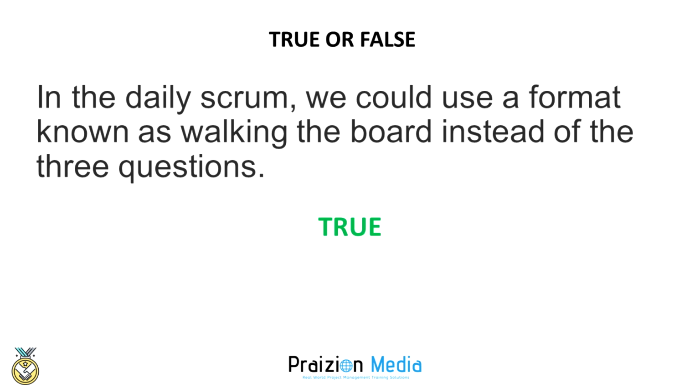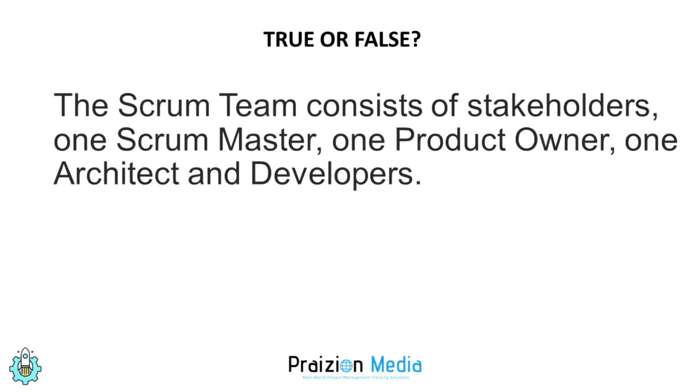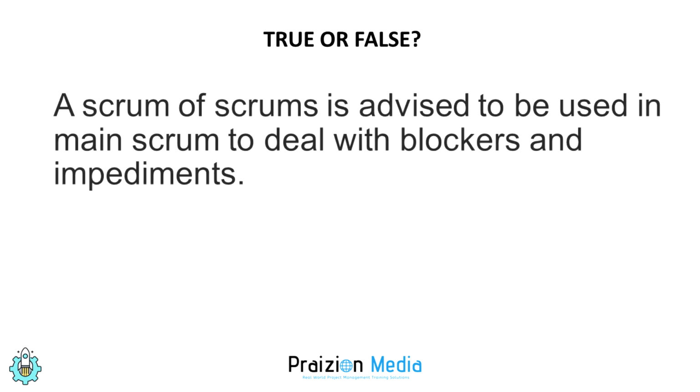True. The Scrum team consists of stakeholders, 1 Scrum Master, 1 Product Owner, 1 Architect and developers. False. A Scrum of Scrum is advised to be used in main Scrum to deal with blockers and impediments.